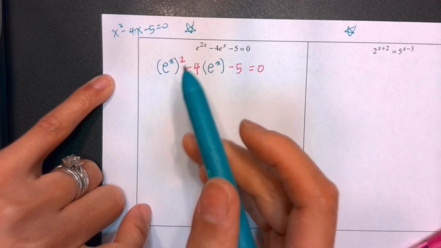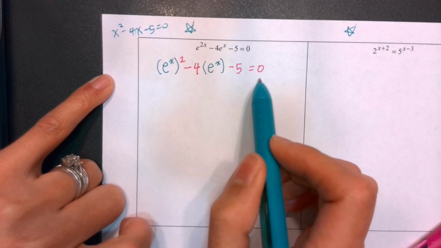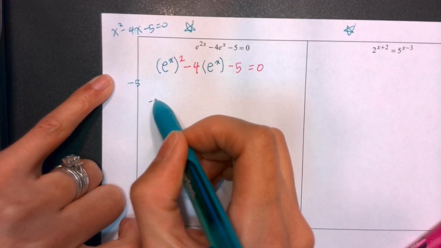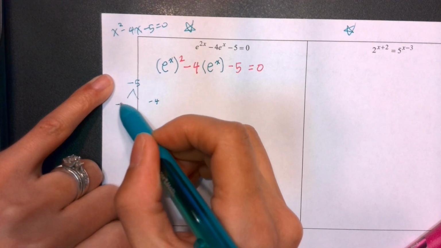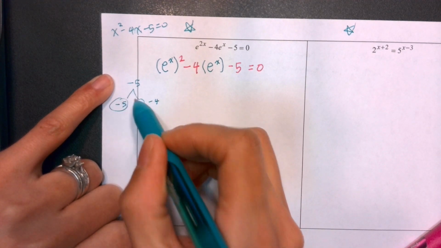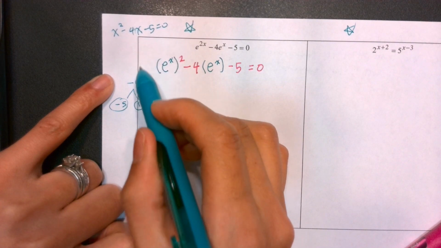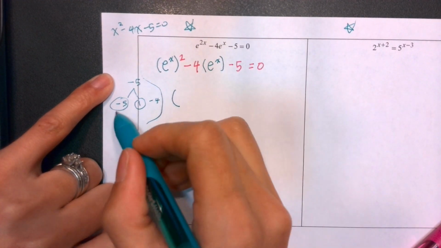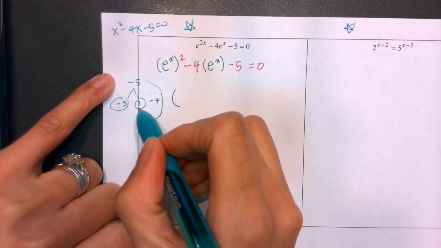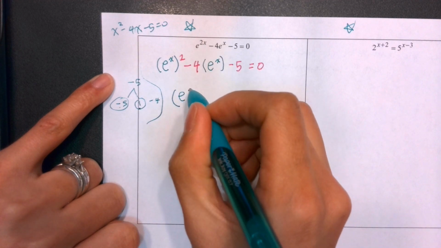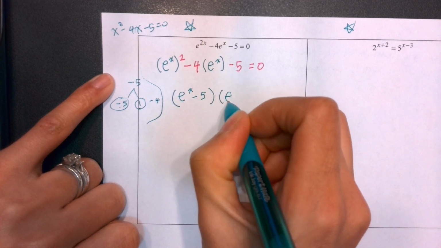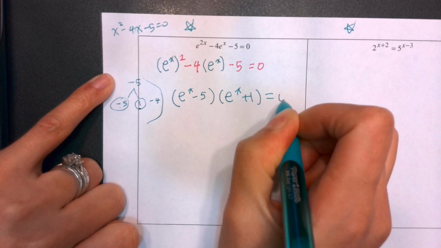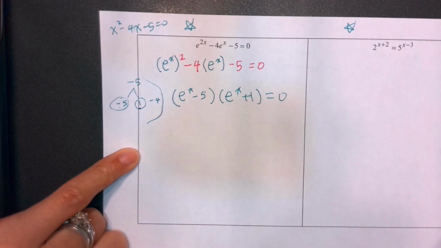GCF is 1. I'm going to do AC, B chart. A times C is negative 5. B is negative 4. Two numbers that multiply to negative 5 and add up to negative 4: negative 5 and 1. Since the A value is 1, I can go ahead and take the shortcut. So it's not x minus 5, x plus 1. It's going to be e to the x power minus 5 times e to the x power plus 1 is equal to 0, because that's the variable you're using.